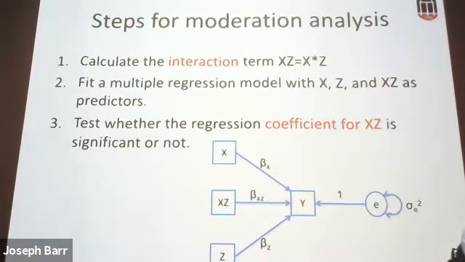Okay, this is our multiple regression. Multiple regression involves the interaction term. So you need to calculate the interaction term first, the interaction term between the original independent variable X and the moderator Z, and just run the multiple regression. That's it.